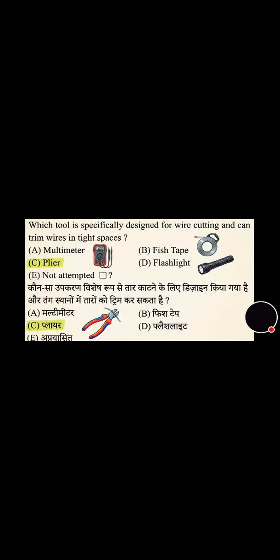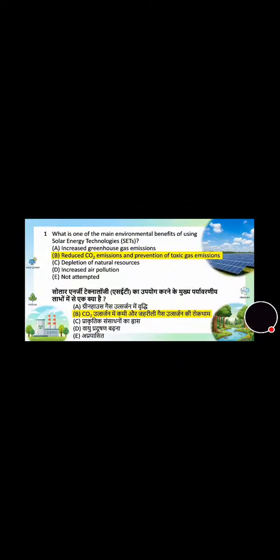Now first question on the screen. Which tool is specially designed for wire cutting and can trim wires in tight spaces? The correct answer is option C, plier. Now move towards the next question. What is one of the main environmental benefits of using solar energy technologies? The correct answer is option B, reduce carbon dioxide emission and prevention of toxic gas emissions.